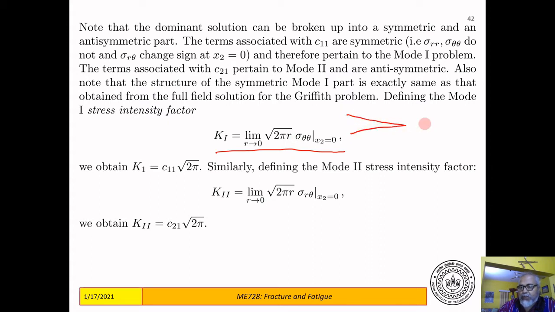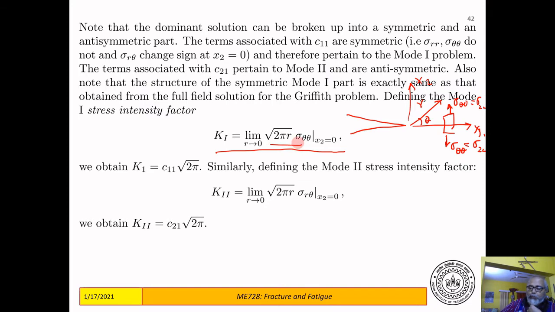So here's your crack. This is x1, r and theta, and this is x2. As x2 tends to 0, sigma theta theta, which is this, on the symmetry line is same as sigma 2 2. Sigma theta theta on the symmetry line is same as sigma 2 2. So you can also write root 2 pi r sigma 2 2 at x2 equal to 0.